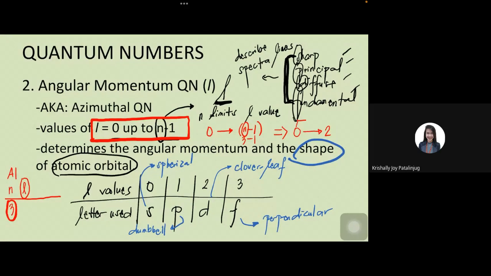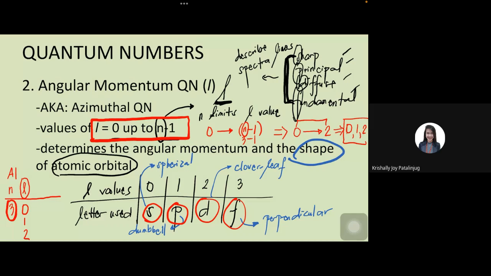So you complete the numbers. What are the numbers from 0 up to 2? That would be 0, 1, and 2. So you have to provide the complete values: 0, 1, and 2. These are the L values. And again, what's the importance of these values? This quantum number describes shape, meaning for each value of L there is a designated letter, and each letter describes a particular shape, the shape of the atomic orbital.